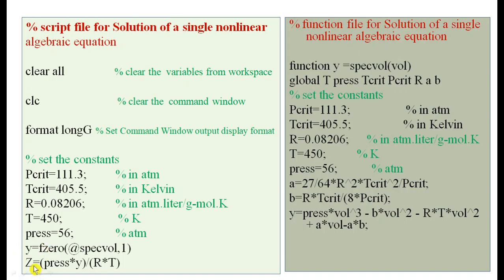In the next objective, we have to find the compressibility factor, which is given by PV upon RT. V is nothing but what we have defined as y, so we can write it in this way. Then after the script file, we define the function file. A function file starts with the keyword function. So function y = specvol(vol), where vol is the variable here. Then we have written all the parameters related to the equation, and A and B are the constants for the van der Waals equation. We already know how to calculate these values.